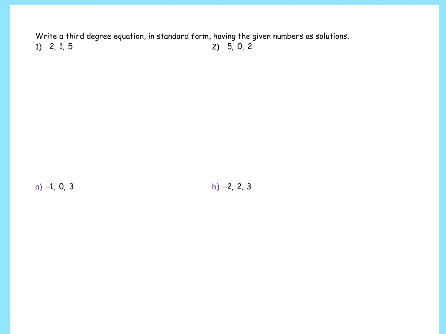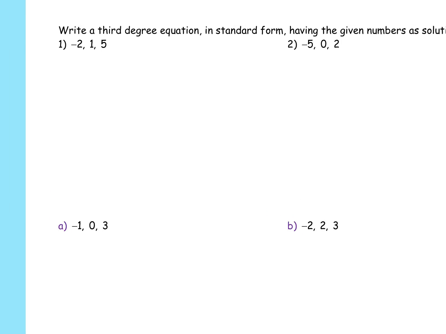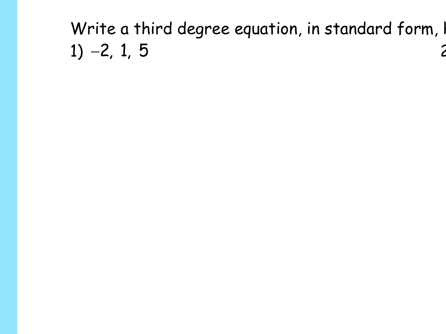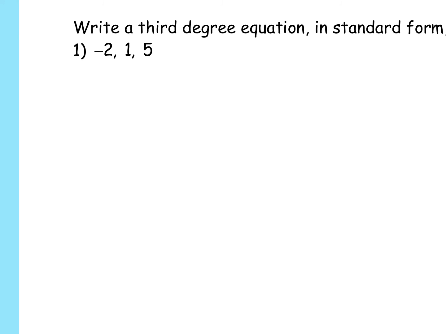But guess what? We do everything exactly the same. I'm still going to write this out the same, right? Let me zoom in here. So I rewrite this, right? So this would become x plus 2, yeah? And x minus 1 and x minus 5.